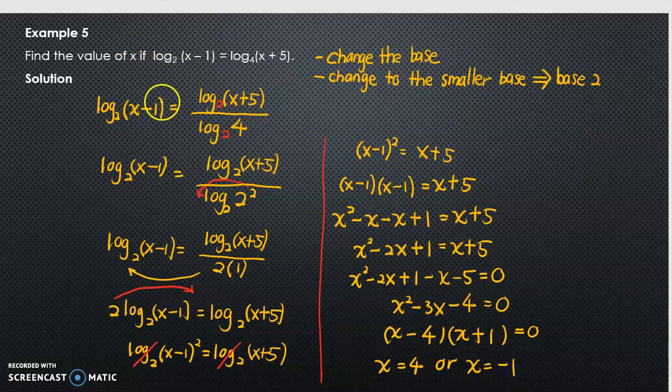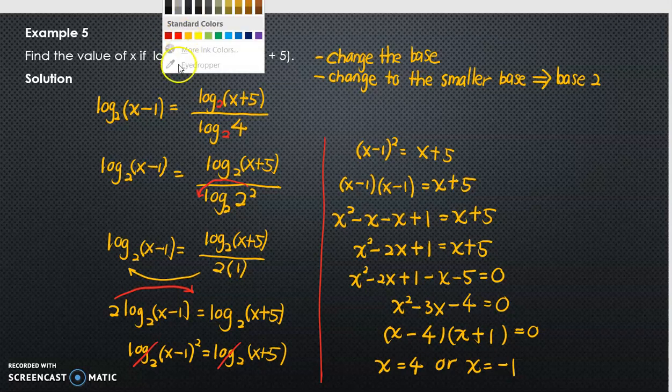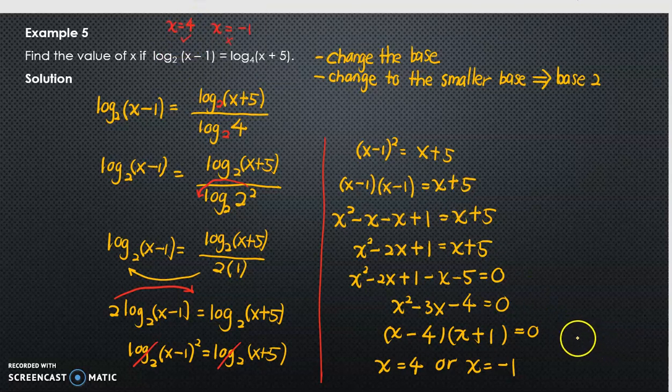For log, you have to be careful. After we substitute, the log must be positive. Now we have two values. One is x is equals to 4. Another one is x is equals to negative 1. I try to substitute into x. Let's say 4. 4 minus 1 is 3. 4 plus 5 is 9. So this 4 is okay. How about negative 1? Negative 1 minus 1 is negative 2. So log negative 2 is undefined. So we only choose x is equals to 4. Therefore, our x is equals to 4.